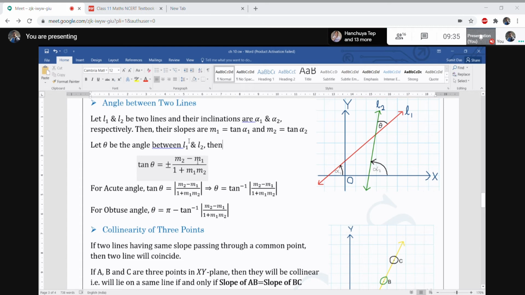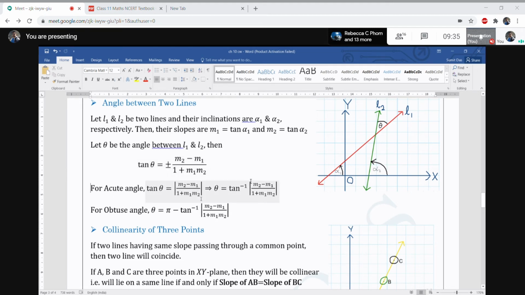So suppose two lines are given, and their slopes also, and we have to find the angle between them. The angle between them formula is tan theta equals plus or minus (m2 minus m1) divided by (1 plus m1 m2).